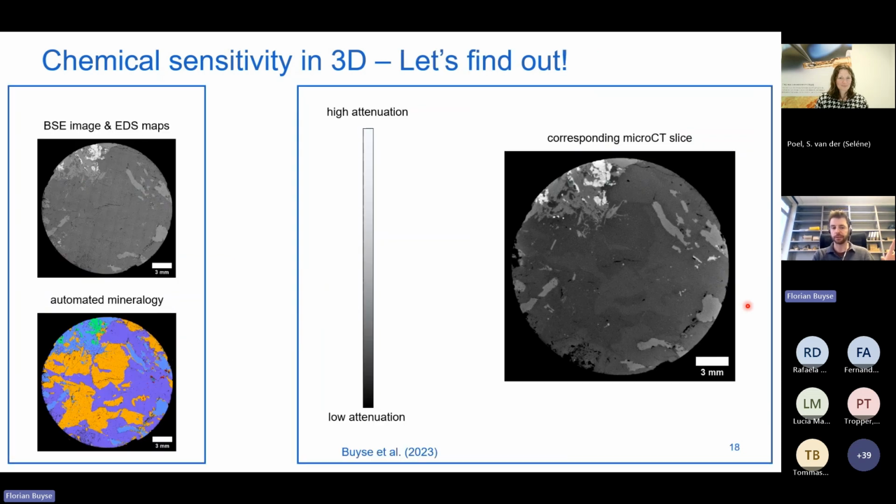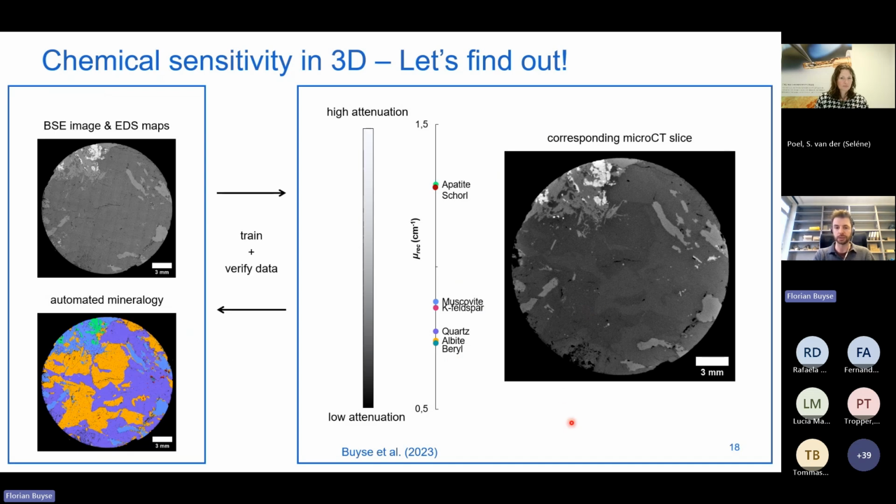Here you can see again on the left side some EDS mineral maps, and on the right side the corresponding micro-CT slice. I calculated, based on this information, what can be seen here. As you can see, apatite and similar minerals are more dense, so these can be linked indeed and are confirmed with what we see from the EDS maps. Also, quartz and albite, for instance, are really close to each other, and the grayscale values are in this case also close to each other. So by using EDS, you can train and verify this data to even improve the segmentation, for instance.